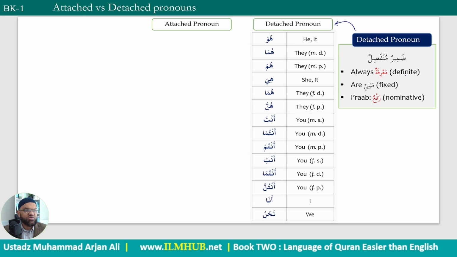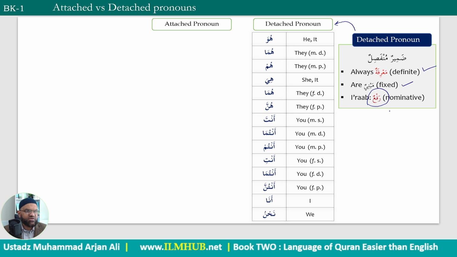They are always, always definite. All pronouns are definite. Lesson number 2, book 1. And then they are mabni, they do not change. Third, and this is the most important, they're always rafa. So you cannot put these pronouns after the verb as objects. The sentence will not make any sense because they are rafa. Rafa is the doer. And when you use a pronoun as an object to a verb, it cannot be rafa, so it has to be mansub. And therefore, these pronouns cannot be used.